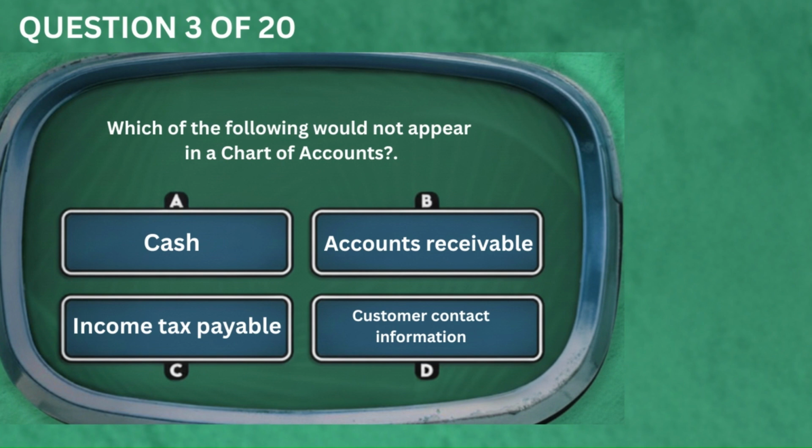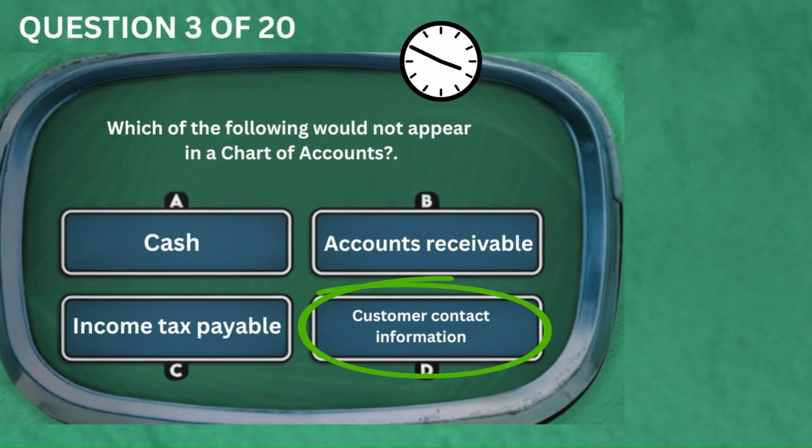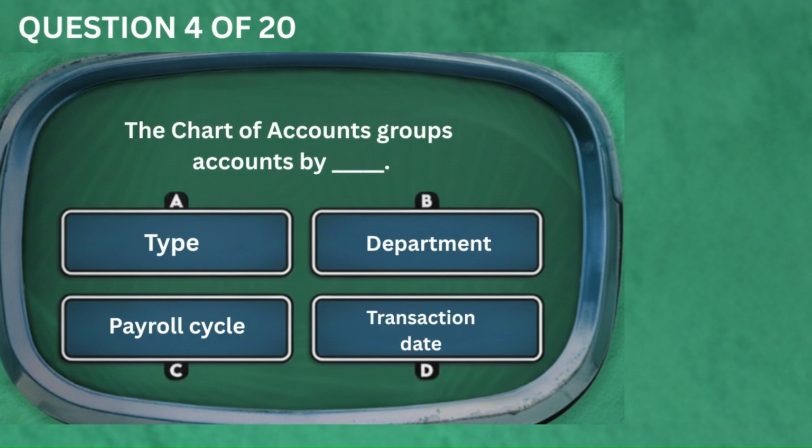Question 3. Which of the following would not appear in a chart of accounts? Options are: cash, accounts receivable, income tax payable, or customer contact information. The answer is D. Customer contact information is not a financial account, so it wouldn't appear in a chart of accounts. Question 4. The chart of accounts groups accounts by type, department, payroll cycle, or transaction date. Answer is accounts are usually grouped by type or category.